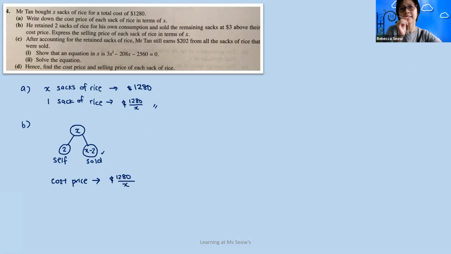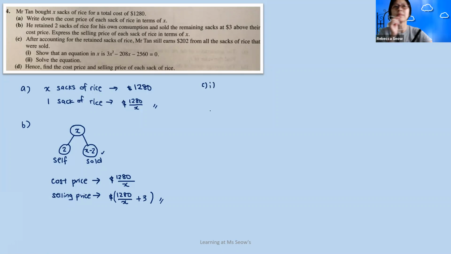that is $1,280 over X, that means the selling price, but the question says $3 above the cost price, that means it's $1,280 over X dollars plus 3, and I need to put a bracket here. Okay, so this is the selling price of 1 sack of rice. Now we'll move on to C.